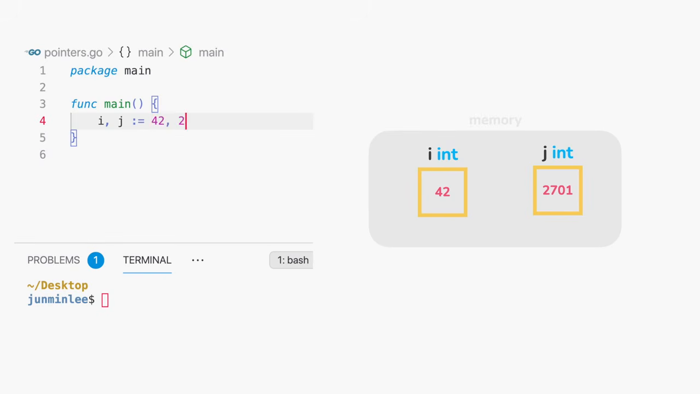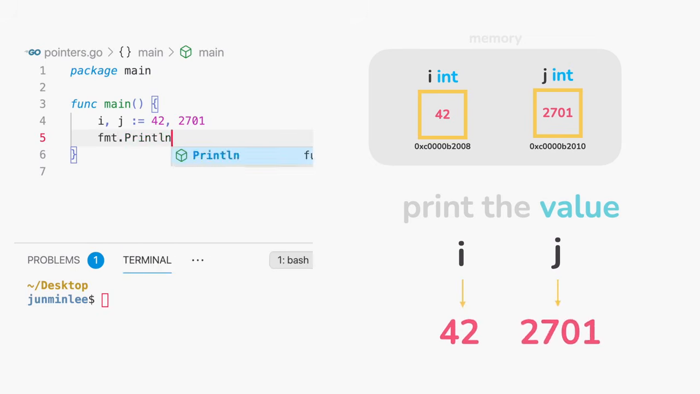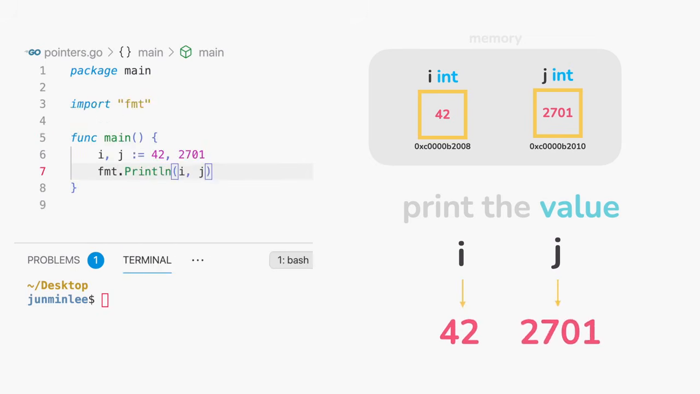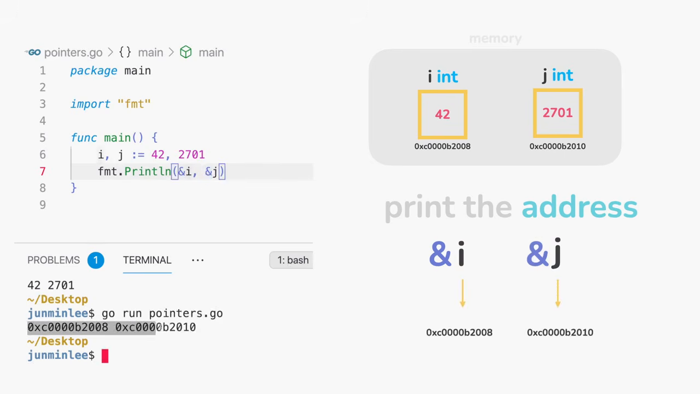First, we declare two variables with the shorthand declaration and assign these integer values, 42 and 2701. i and j are going to get some space in the memory, and they'll also get an address. If you print out i and j, you'll get the value, like what's in the box. So this is just very normal stuff, nothing special here. But if you want to check the address for i and j, you can do that by adding an ampersand in front of the variable name, like this. You will be able to see that it's printing out the address.